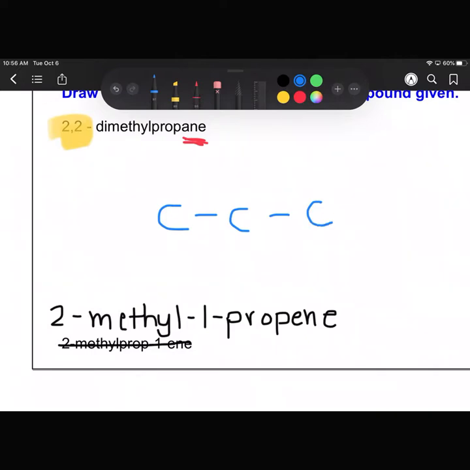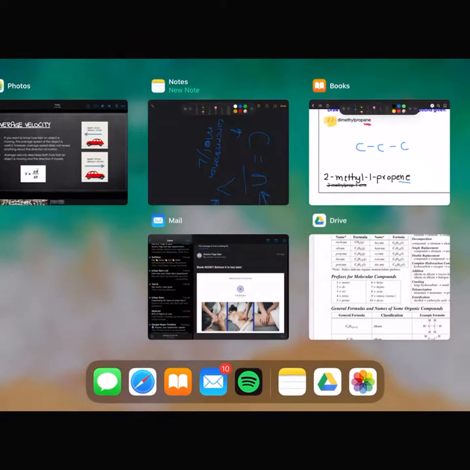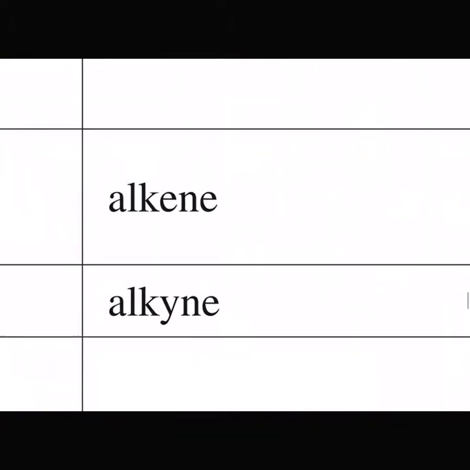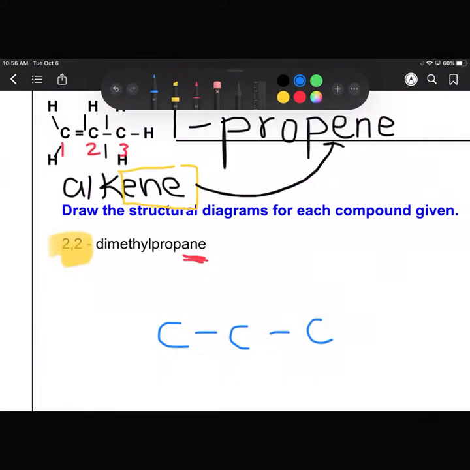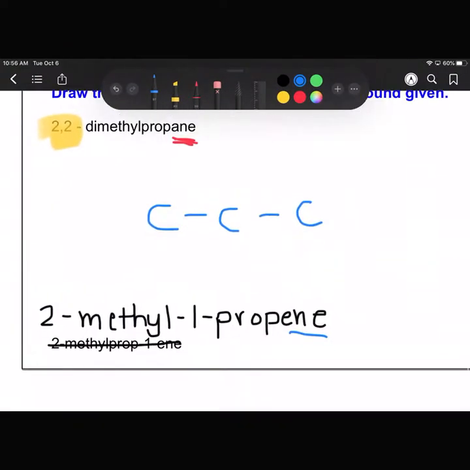The ene on the ending is telling us, if we go back to here, an alkene has a double bond. So what we've got to do is put a double bond. Where do we put it? Well, this number is telling us. That number ahead is telling us that we're putting it on the 1. So we're going to put a line there. Now it's a double bond. Okay, so that's done. We're done with that part.